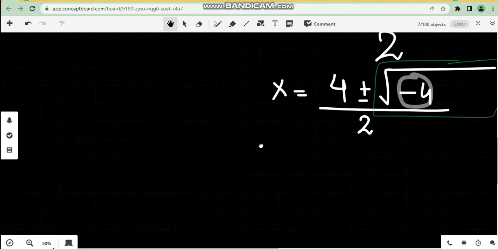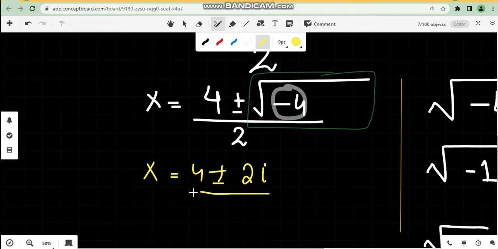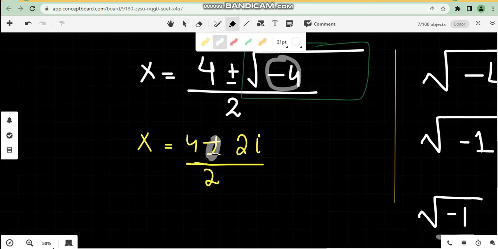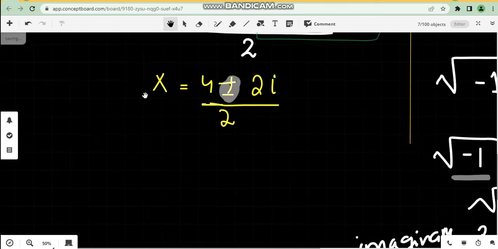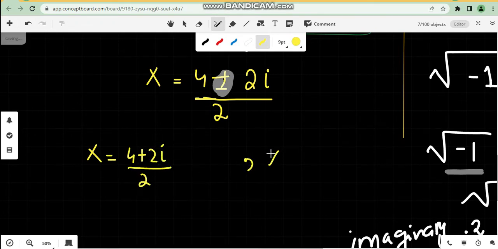Now I'm going to write here, now that I got the square root of negative 4, that is 2i. So x equals 4 plus minus 2i divided by 2. You can see that in the middle there are two signs, plus and minus, so we can't simplify in one step. We will write separately: x equals 4 plus 2i divided by 2, and x equals 4 minus 2i, i meaning iota, divided by 2.